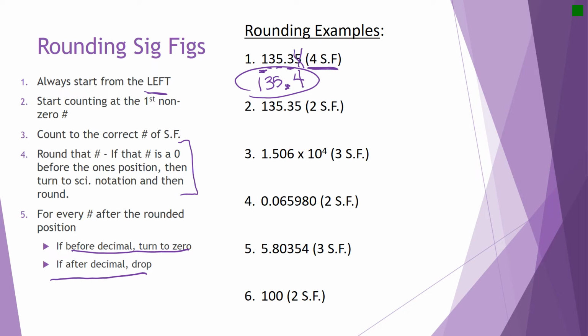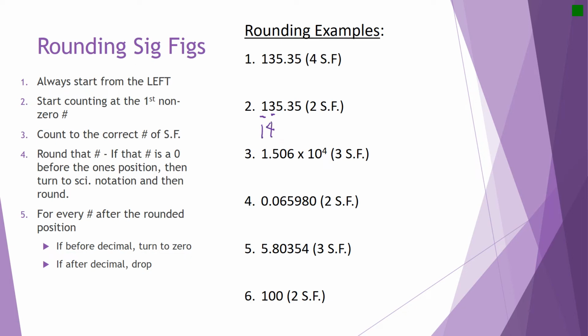Okay. So the 2 sig figs. So always start from the left. Okay. Start counting at the first non-zero. So 1, and I have to go to 2. Round that number. So 1, and that goes to a 4. All right, so that's step 4. Step 5, for every number after the rounded position, okay, so this 5 is before a decimal. What I need to do is turn it to a 0. If the numbers are after the decimal, you drop them off. So my rounded answer is 140. And just to check if this has 2 sig figs, the decimal is absent, so we're going to start from the Atlantic side, and you'd start counting at the first non-zero, which is 1, 2. So yes, that does have 2 sig figs.